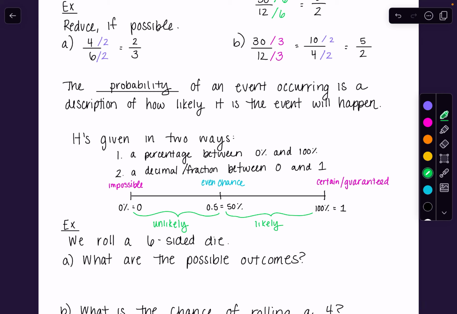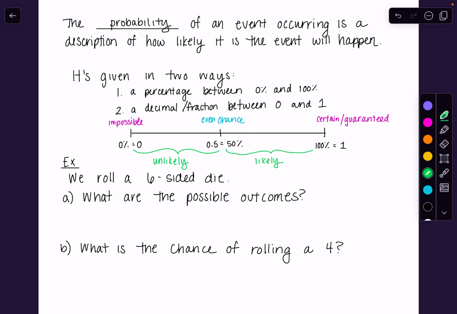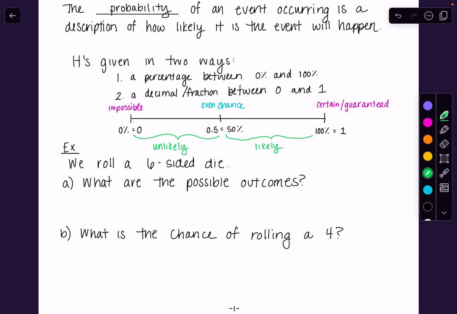Okay. So let's look at an example. We're going to roll a 6-sided die. If we think of the possible outcomes, just your standard dice that's in any of your board games like Monopoly, you can roll a 1, 2, 3, 4, 5, or 6. This is called the sample space. It is all of our possible outcomes for this event. When I roll the 6-sided die, these are the 6 options that can occur.